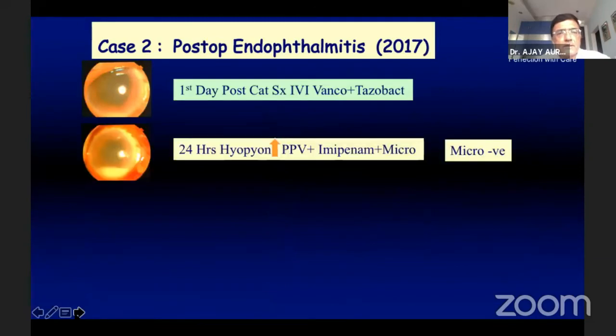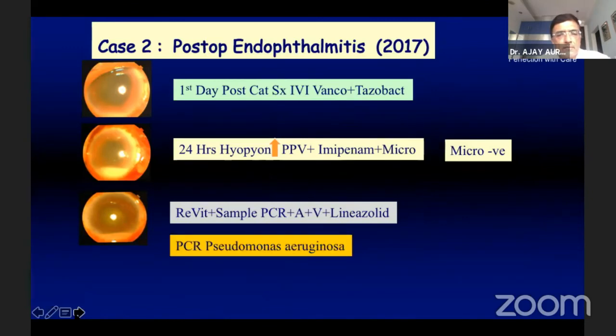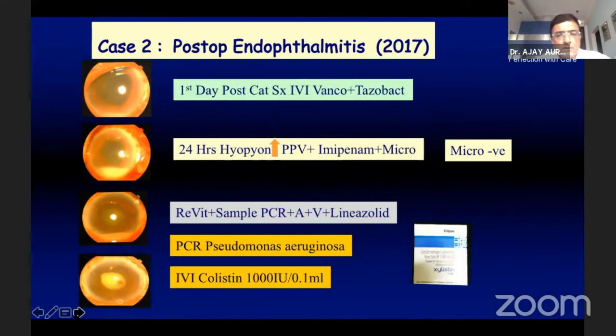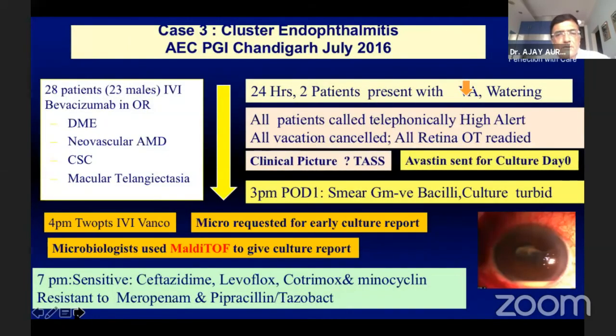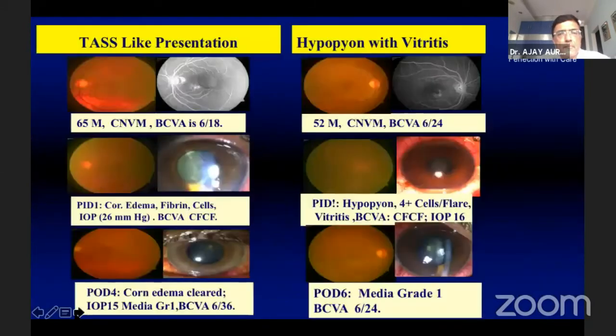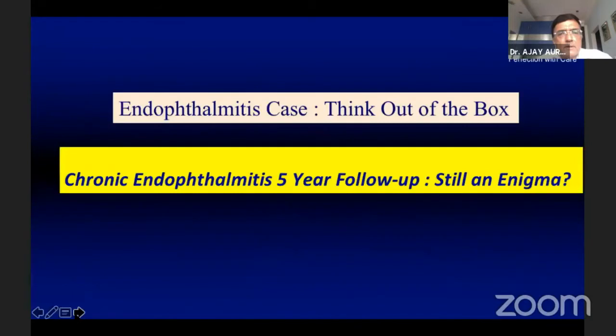This is another patient who had cataract surgery, was given piperacillin-tazobactam, vitrectomy was done, microbiology was negative, and the vitreous sample was sent for PCR, which showed Pseudomonas. So once we got Pseudomonas, the patient's status improved, and again, organism diagnosis saves the situation.